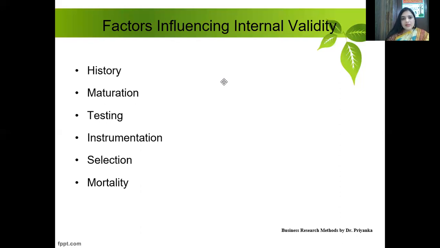Internal validity basically means whether whatever research you were doing was actually done completely accurately or not, right? Whether it is actually going to solve the purpose or not. There are some factors which influence your internal validity, and these are history, maturation, testing, instrumentation, selection, and mortality. We will discuss them one by one.